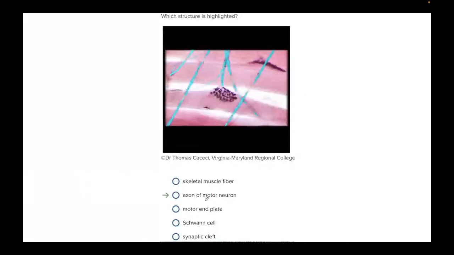Okay, this one came from McGraw-Hill Connect, so we could just look and say, all right, what are we looking at here? Let's just look at some of the distractors. All right, skeletal muscle, axon of a motor neuron, motor end plate, Schwann cell, synaptic cleft. So we're thinking about the neuromuscular junction here. And this is skeletal muscle. The blue highlighted section, those are axons. Okay, but because it's going to a muscle, it's an axon of a motor neuron. Not a sensory neuron, but a motor neuron.